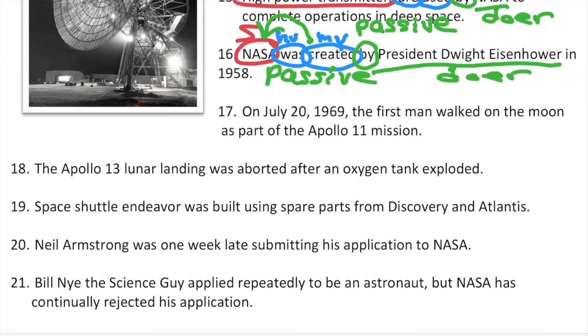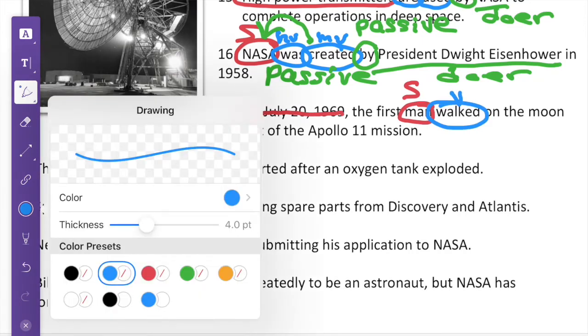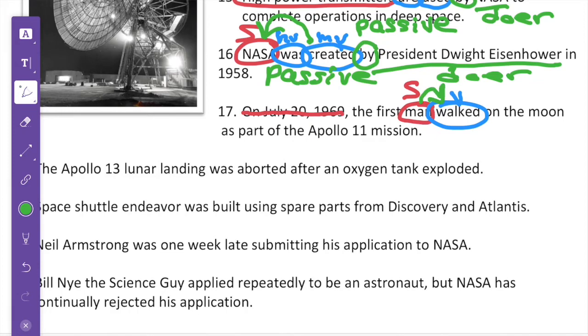17. On July 20th, 1969, the first man walked on the moon as part of the Apollo 11 mission. First thing we're going to do is look for our subject. This here, you can just kind of cross out. That's talking about time. So we're looking for the first noun, remember. The first man. Man is our subject here. Now we're looking for our verb, walked. This is just one verb here. We don't have a double verb combo. So now we're looking, okay, is the man doing the walking? Yes, our arrow is going to be going forward. Our subject is doing the verb, so this is going to be an active voice sentence, active.